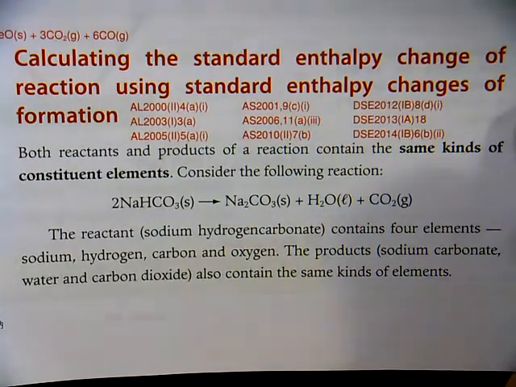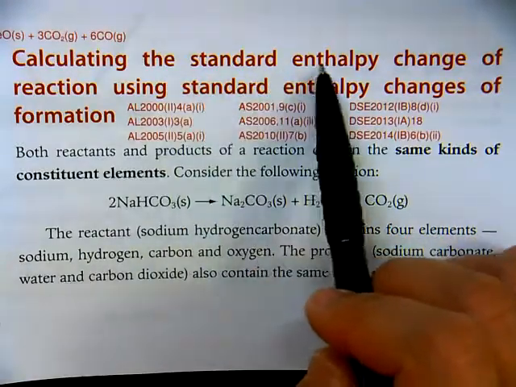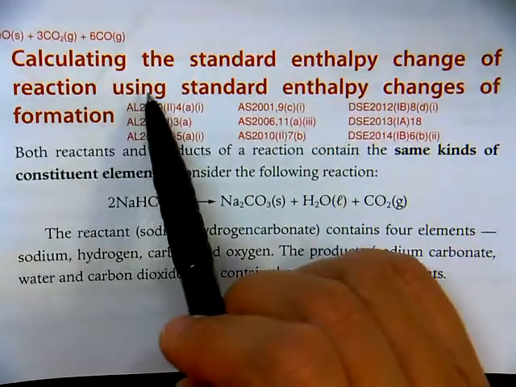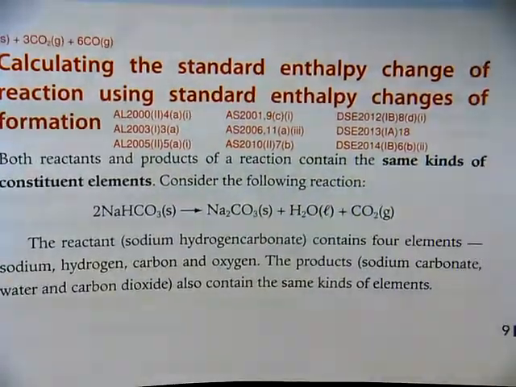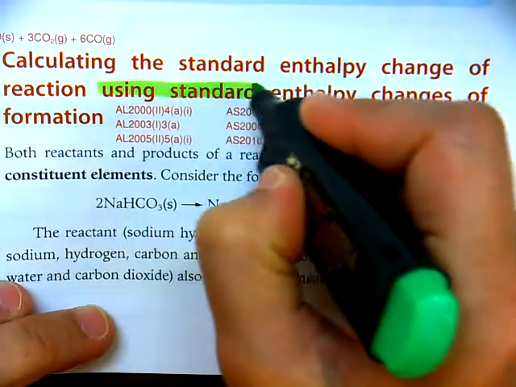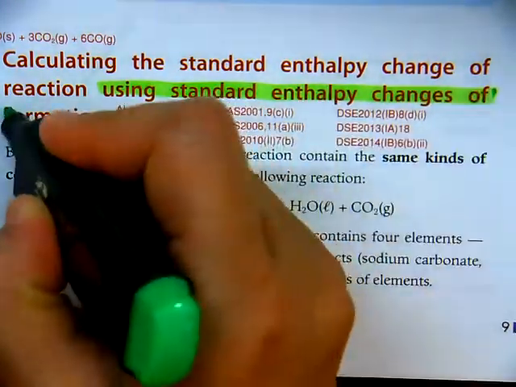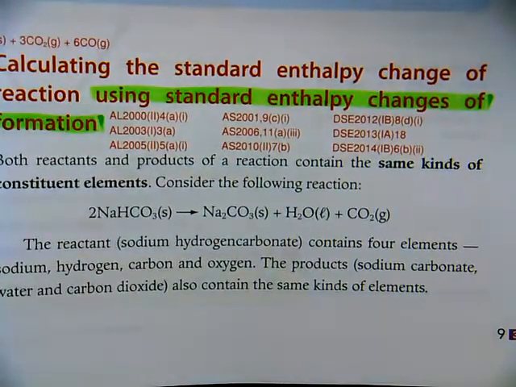Page 9 of chapter 35. Calculating the standard enthalpy change of reaction using standard enthalpy changes of formation. Please highlight the heading. That means standard enthalpy changes of formation of several substances are given.